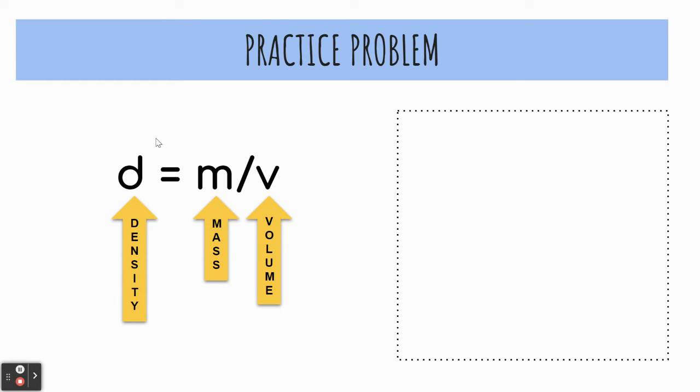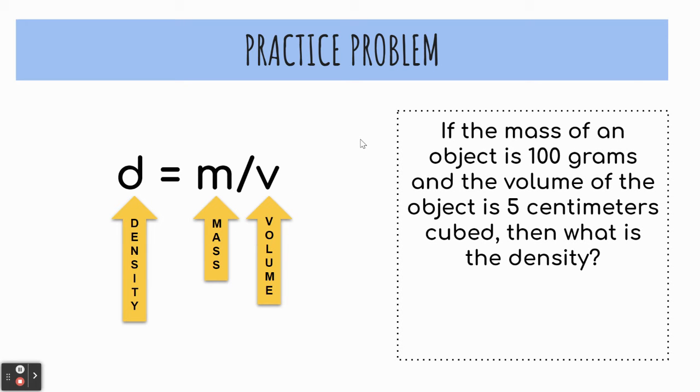Now let's look at a practice problem. We've got our formula here. If the mass of an object is 100 grams and the volume of the object is 5 centimeters cubed, then what is the density? So D, that's our density, we don't know that, equals 100 grams, that's our mass, divided by our volume, which is 5 centimeters cubed. So that means our density is 20 grams per centimeter cubed.